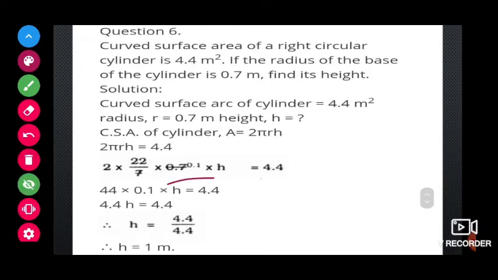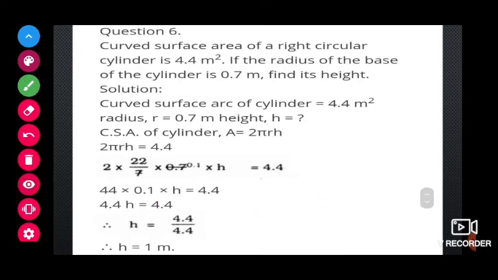Very easy, just substitute 2 pi r h equal to 4.4. Now 2 into pi, 22 by 7 into r 0.7 into height is equal to 4.4. 7 ones are 7 0.1s. So 22 into 2, 44 into 0.1 into h equal to 4.4. Now 4.4 into height is equal to 4.4. Both the sides we can cancel. Then we will get height is equal to 1 meter.